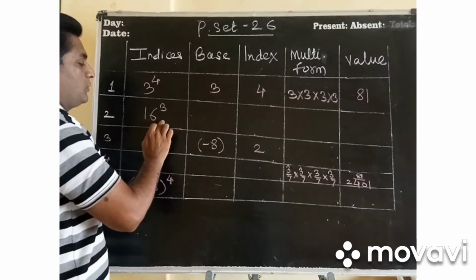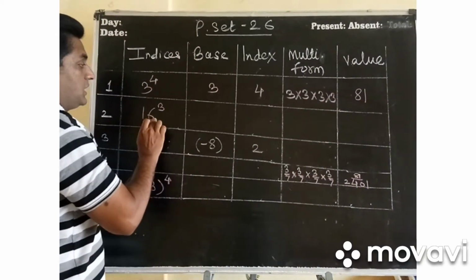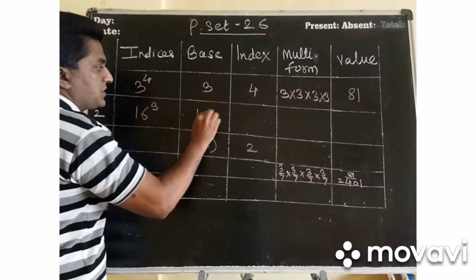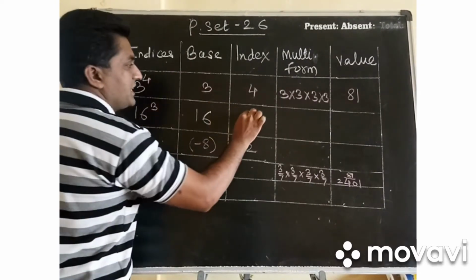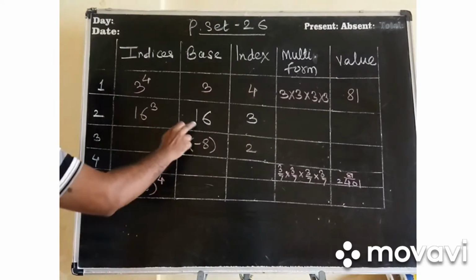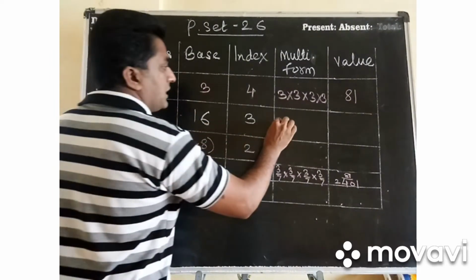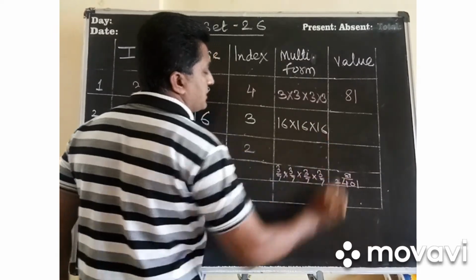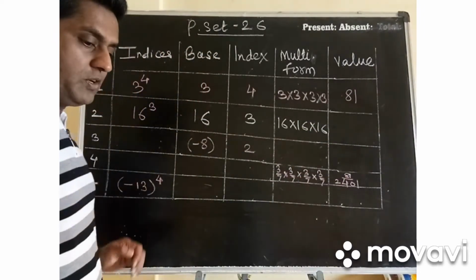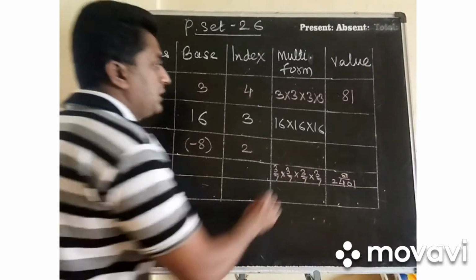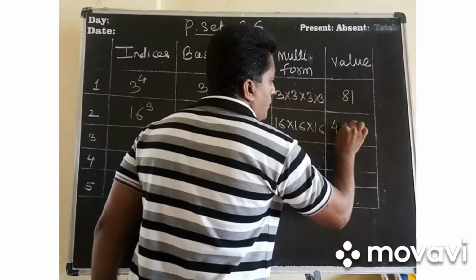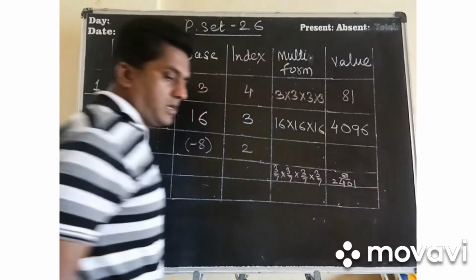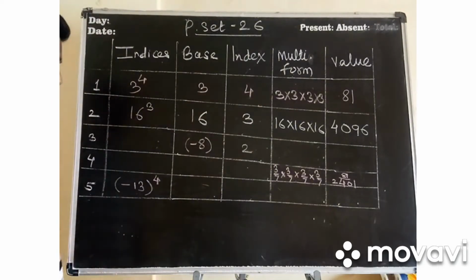Now here, second one, 16. So see, what is the base here? Your base is 16. The index is 3. How many times 16 is repeated? 16 multiplied by 16 multiplied by 16. Right, everybody? So if you multiply 16, 16, 16, you will get your answer: 4096. Let us see the third one.